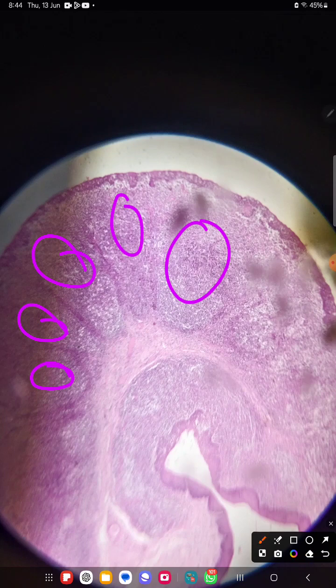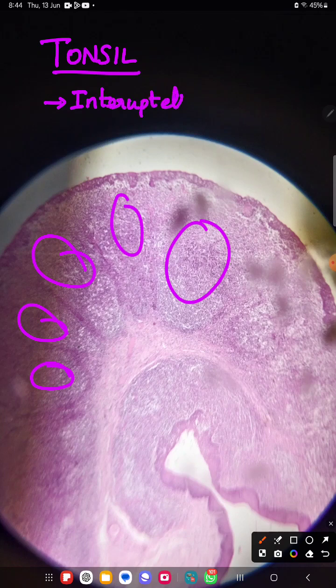Then this is a tonsil. Tonsil has lymphocytes infiltrating the stratified squamous non-keratinized epithelium, also seen.